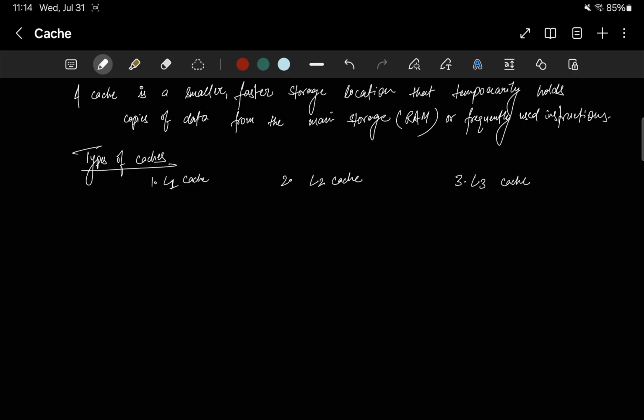I am not going to go into more detail on these because they are not relevant from an interview perspective, as they are mostly used when we are actually designing chips or hardware. That's when we should know about these caches and their performance. So I'm not going to talk more about these. Let's move towards what's more important. Let's talk about some of the cache replacement policies.